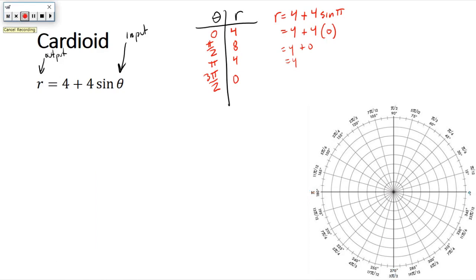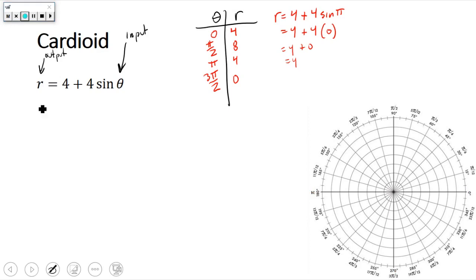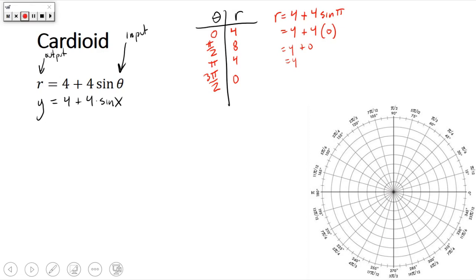Okay, so whereas in this polar equation that's given to us, our input is theta and our output is r. What we're going to do is instead graph y equals 4 plus 4 times the sine of x, where x is my input and y is my output. And when we do this, we can graph this in a rectangular fashion, and we're going to extract some information from it. So the crucial pieces of information are this, and the number in front of that x, which is 1.